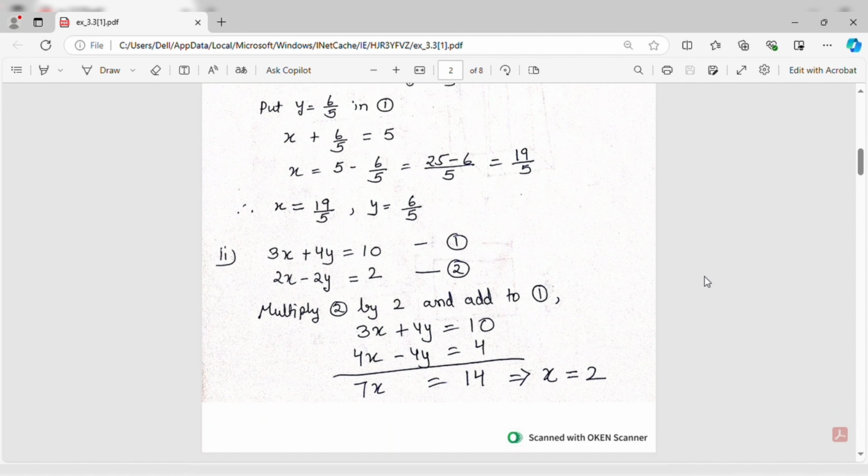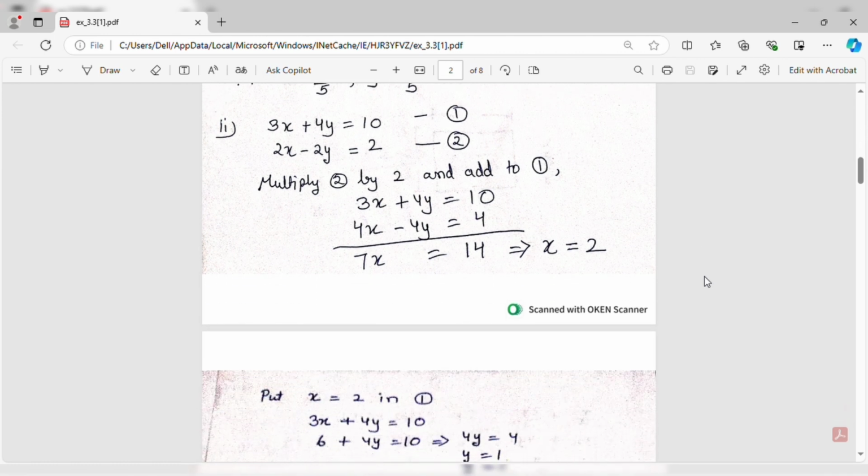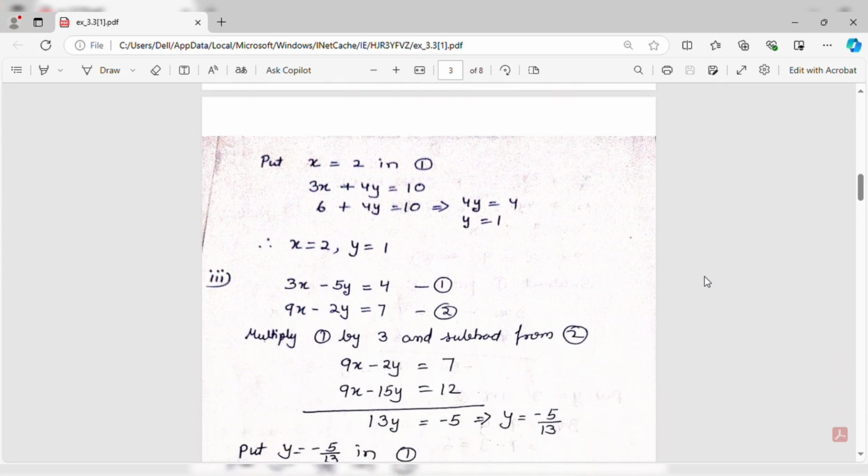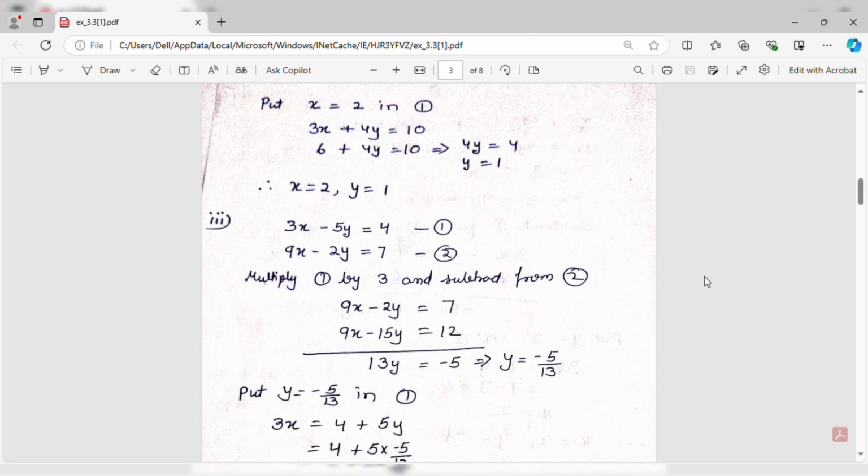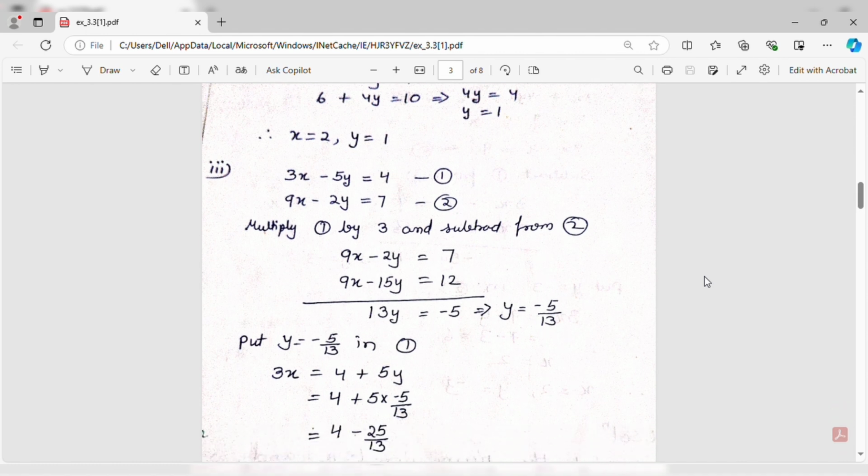So you can see how it is done. It is very easy. As you are solving a linear equation, it is same like that. In the second part, equations are 3x plus 4y equal 10 and 2x minus 2y equal 2. Here we can do it by multiplying 2 to the second equation and adding it to the first equation. So we will get x as 2 and y as 1. So x equal 2 and y equal 1 are the values of variable in this.